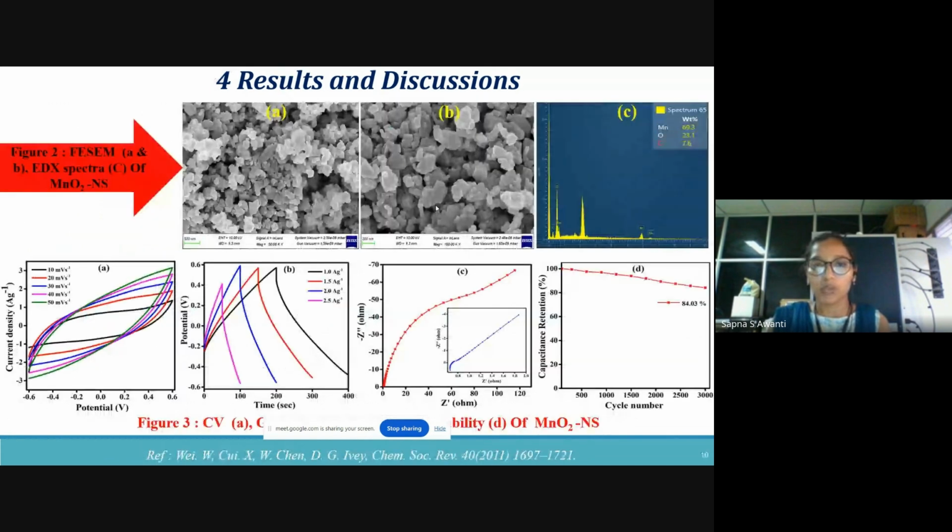And here are the FESEM results. A and B are the FESEM results of the MnO2 nanostructure. It shows a mixed morphology of nanorods, polygon-like nanocrystals, and other crystals. And here is the EDX spectra. It is composed of Mn, that is manganese, carbon, and oxygen. Here is the weight percentage.